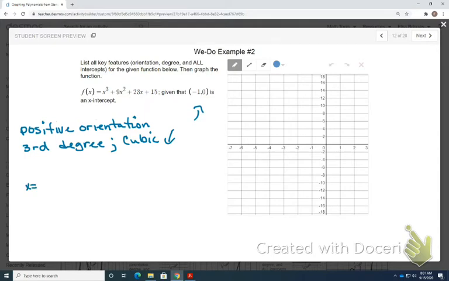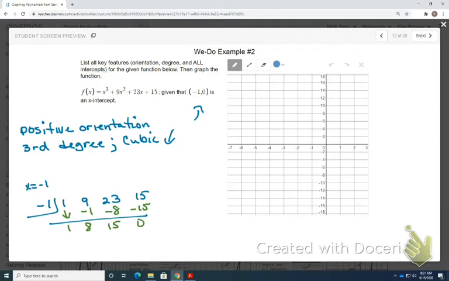Sorry, negative 1. X equals negative 1 is a 0, and I'm going to use synthetic division. So if I do synthetic division, I get negative 1, and then list my coefficients, which are 1, 9, 23, 15. And then we're going to bring down the 1 and multiply. Negative 1 times 1 is negative 1. Add, multiply, add, multiply, add. And then interpret your result.